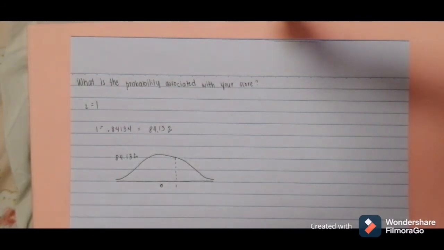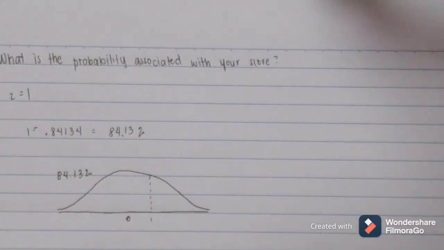So, balik na ulit tayo dito sa pinaka-question natin. Ngayong alam na natin kung paano gamitin yung z-table, madali na lang to para sa atin. So, ulitin natin, what is the probability associated with your score? So, z is equals to 1. So, tinignan na natin to sa z-table and yung equals niya is 0.84134 or simply 84.13%.